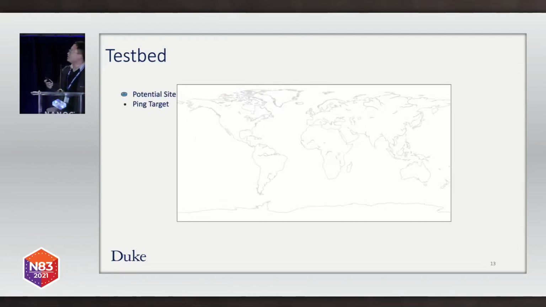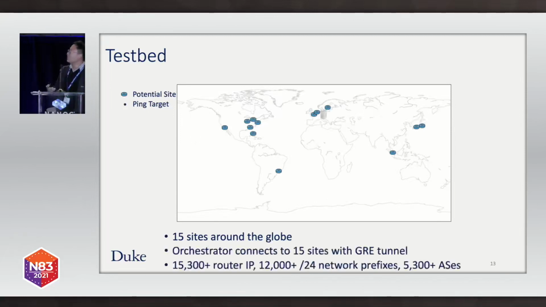to evaluate this. So we selected 15 sites around the globe, considering both traffic concentration and geographical distribution. We also have an orchestrator server that connects to all those 15 different Anycast sites. They build GRE tunnels with those Anycast sites and send out the BGP announcements and also ICMP packets to all those sites in order to measure the linear order and also round trip time.